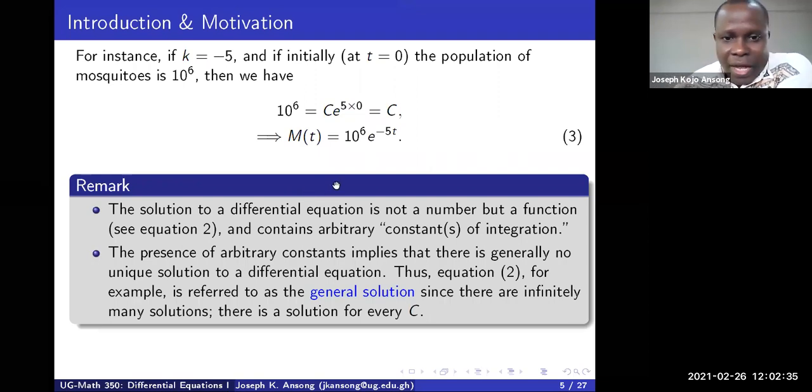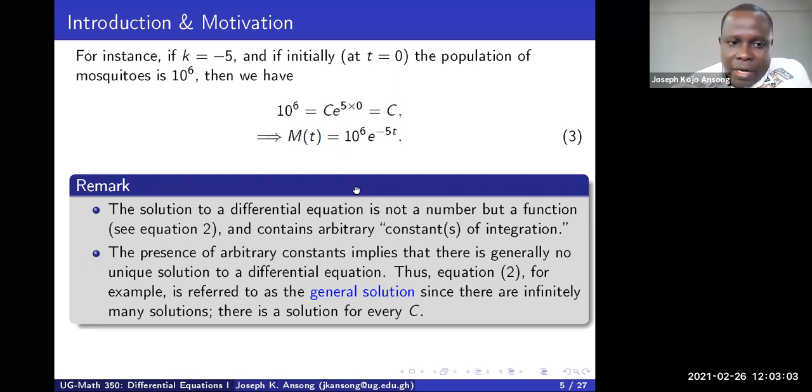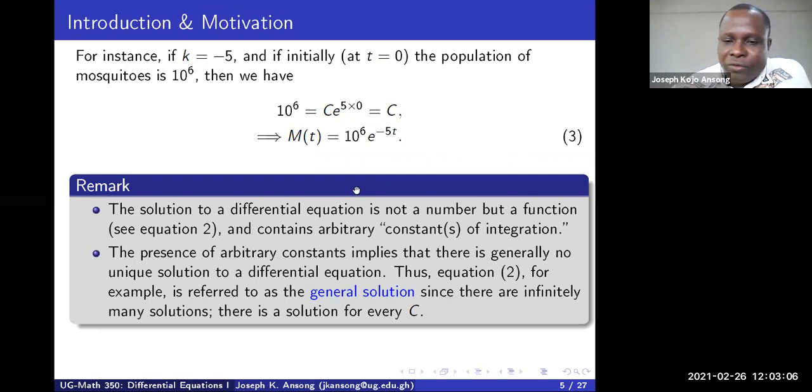So what you should note is that the solution to a differential equation is not a constant, right? Like you solve a quadratic equation and you have x equals 2 or 1, right? The solution to a differential equation is actually a function, and that function often contains some arbitrary constant, like the c in our equation there. So now, because of those arbitrary constants, it implies that generally differential equations don't have unique solutions, all right?